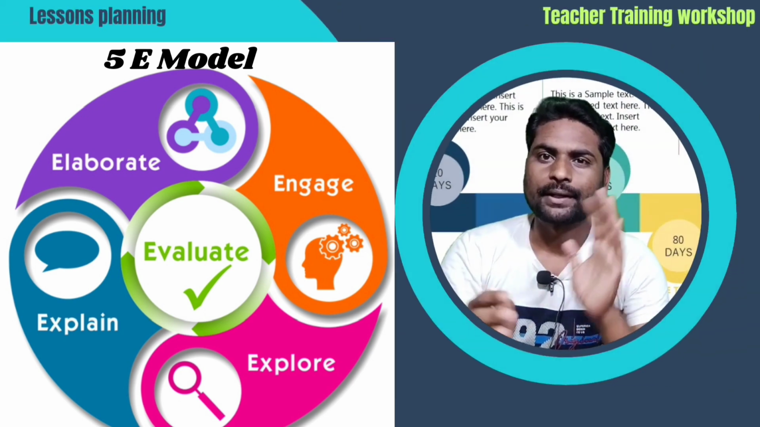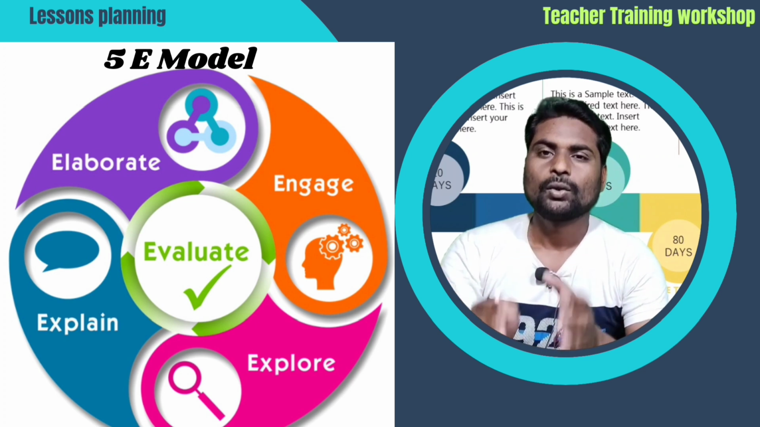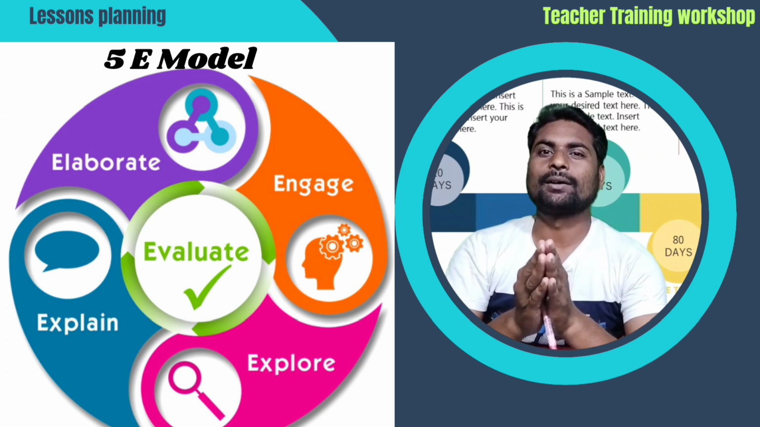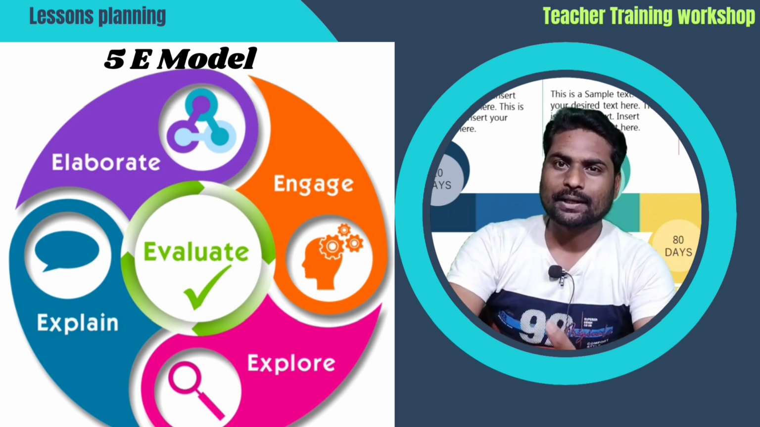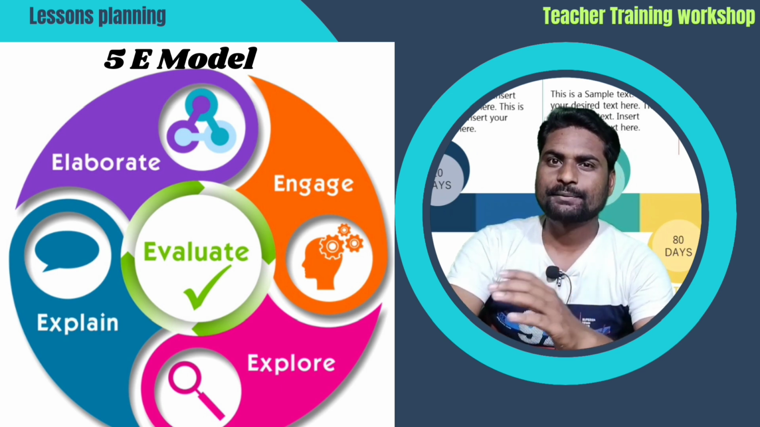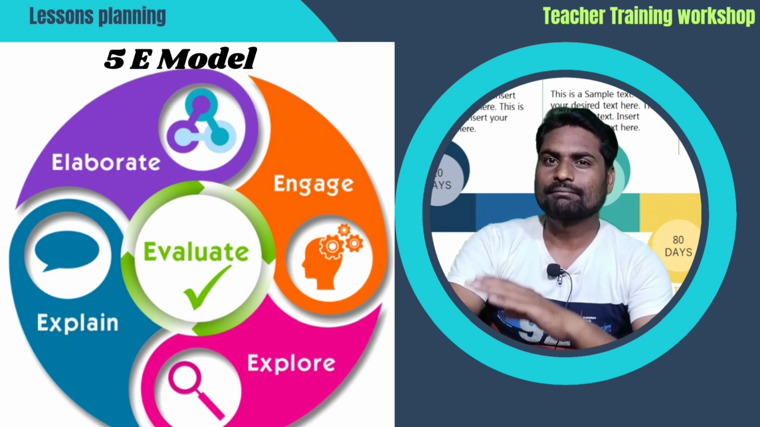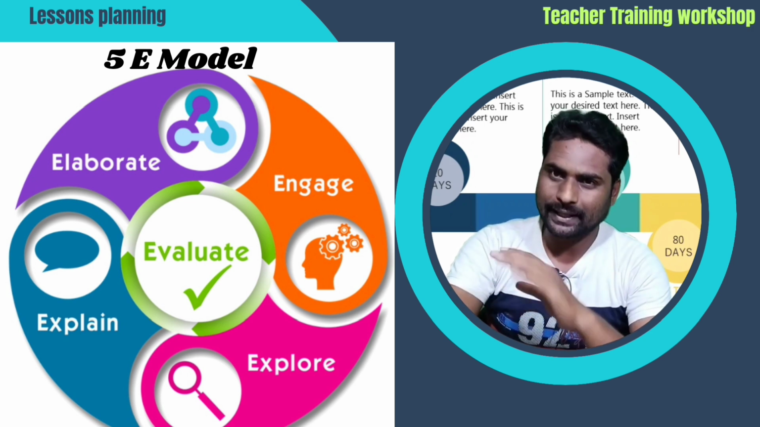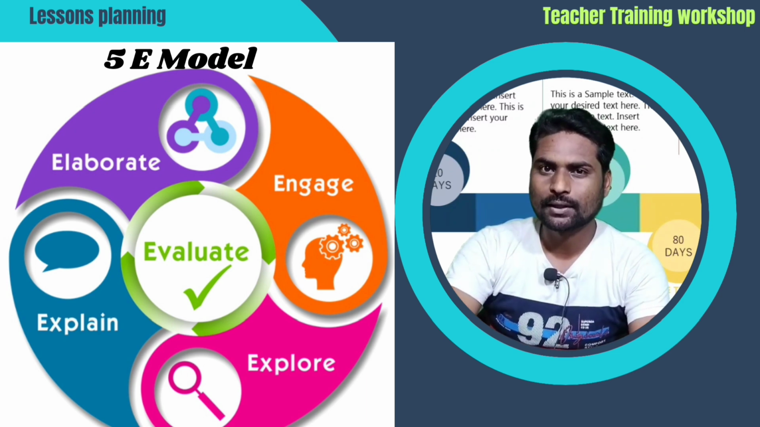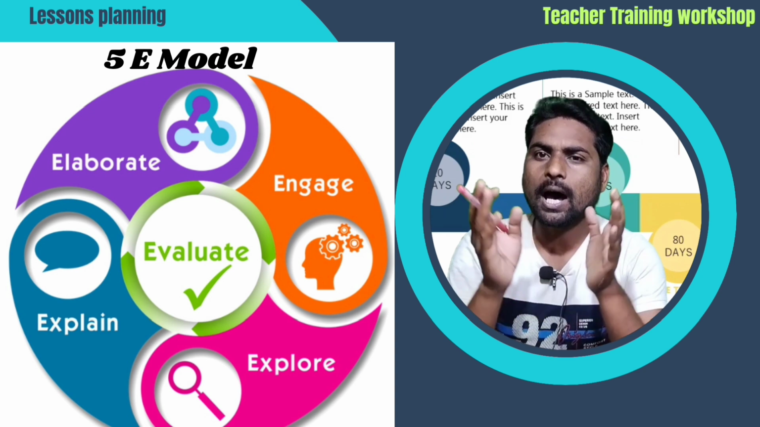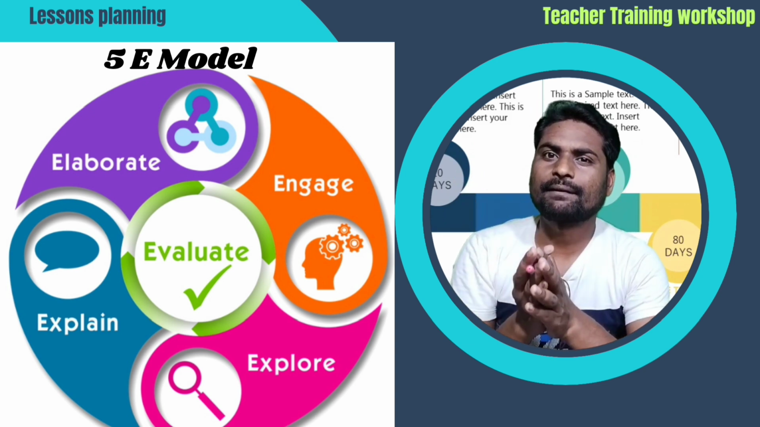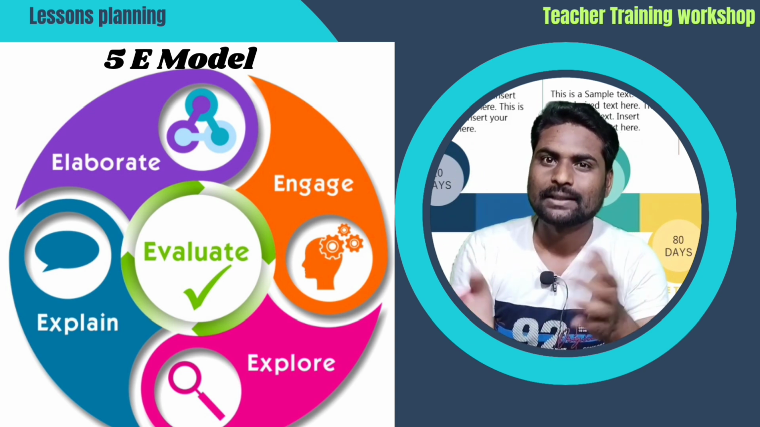Number 4. Elaborate. In this phase, you want to expand on the concepts learned in the previous stages. You can do this by conducting more complex experiments, discussing case studies, or creating projects. For example, conduct an experiment to show how colored lights affect plant growth.